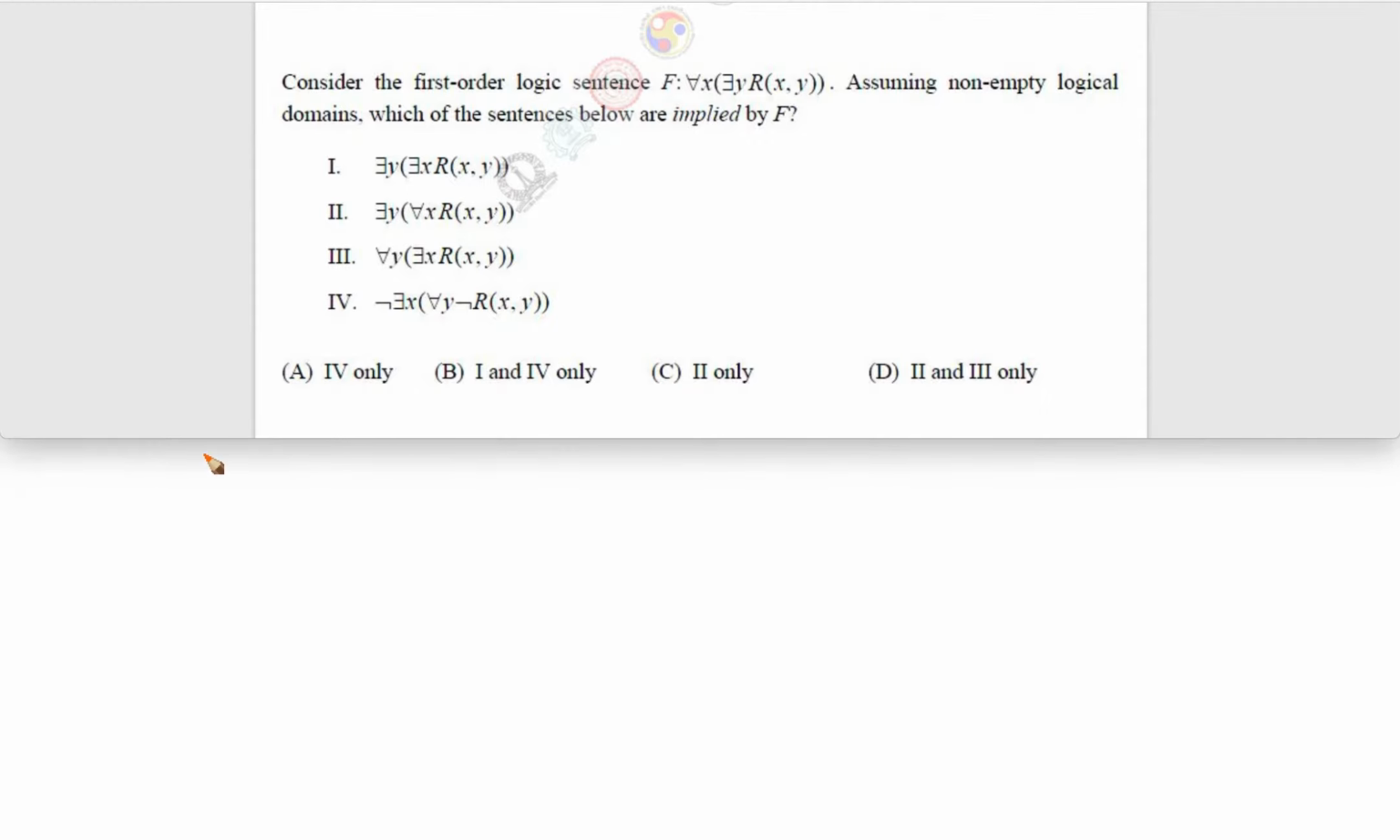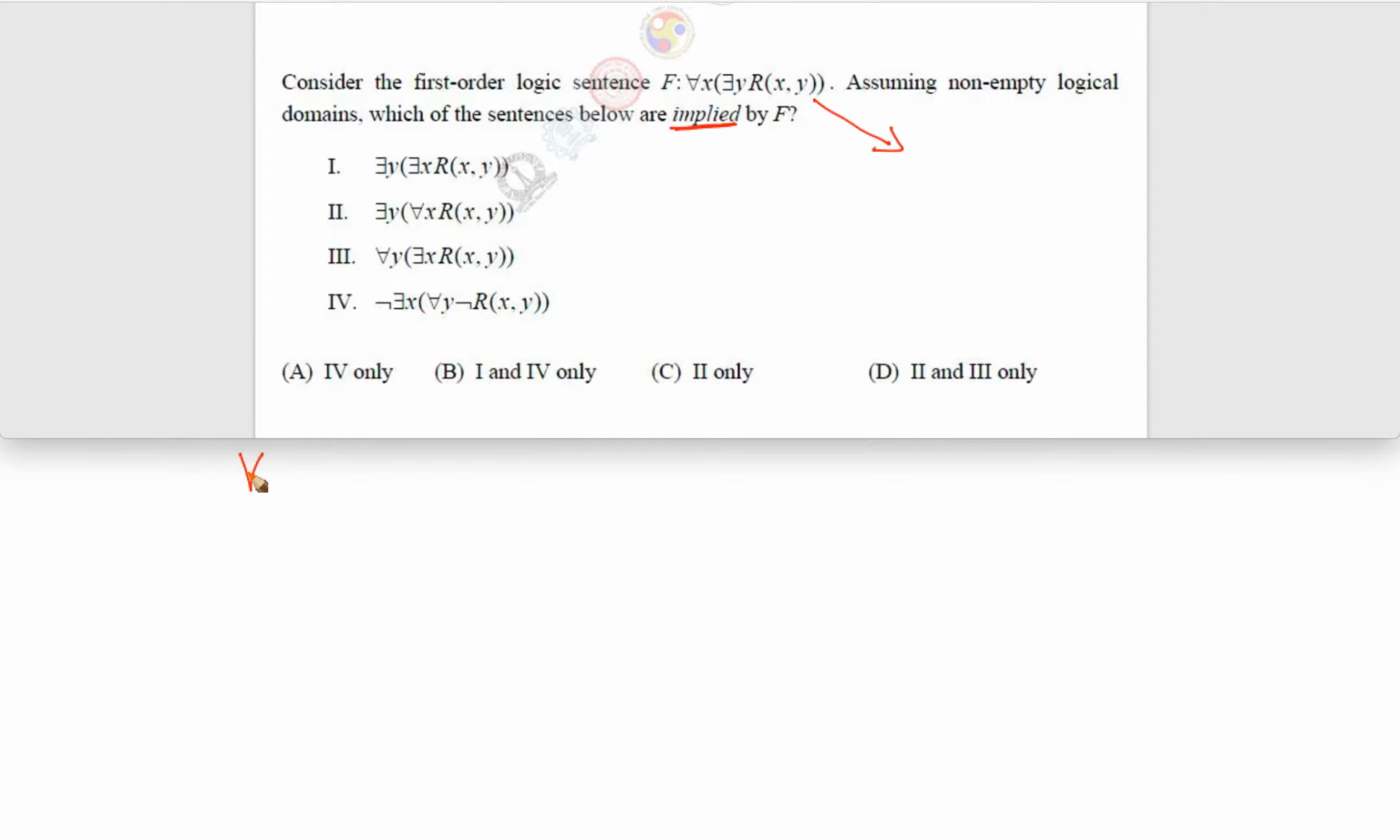Okay, now let's look at this question. Consider the first order logic sentence f, which is basically for all x there exists y r(x,y), right? Assuming non-empty logical domains, which of the following sentences is being implied by f? It means that what is implied by this thing. They're not asking about equivalency, they are simply asking about implication, right? Okay, so let's start.